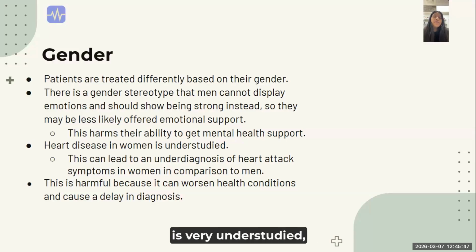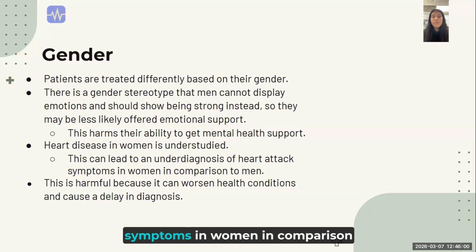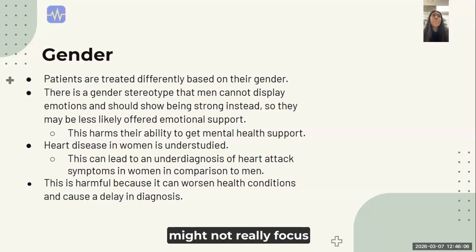Heart disease in women is very understudied, so there is a lot of research about heart disease within men, but there isn't that much with women, and this can lead to an underdiagnosis of heart attack symptoms in women in comparison to men because doctors or health professionals might not really focus on it within women, and women might not even realize this. And this is just really harmful because it can delay diagnoses.